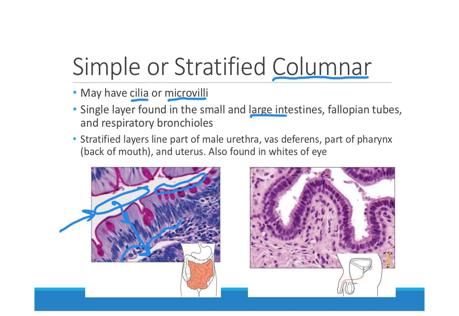We also see columnar epithelium in fallopian tubes, which help move the eggs from the ovary into the uterus, and your respiratory bronchioles, where you're going to be moving mucus around that has trapped any particles that have come in as you're breathing. Stratified layers are also found in the urethra and the vas deferens, part of the male reproductive system, the back of your throat, and the whites of your eye.